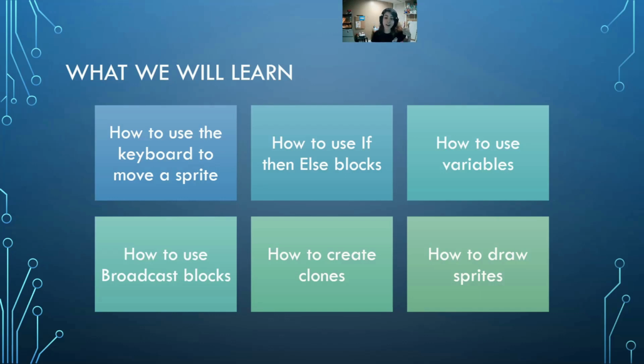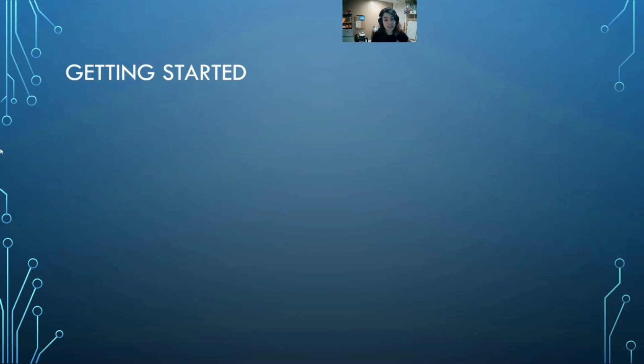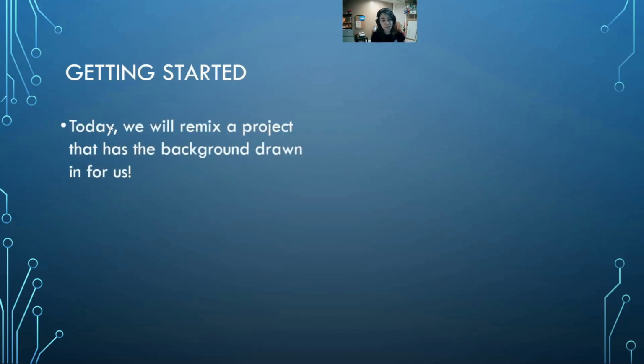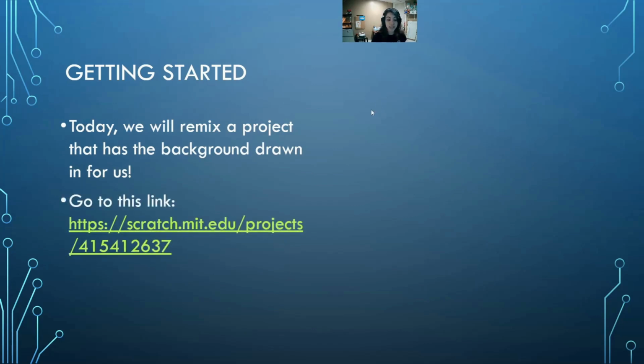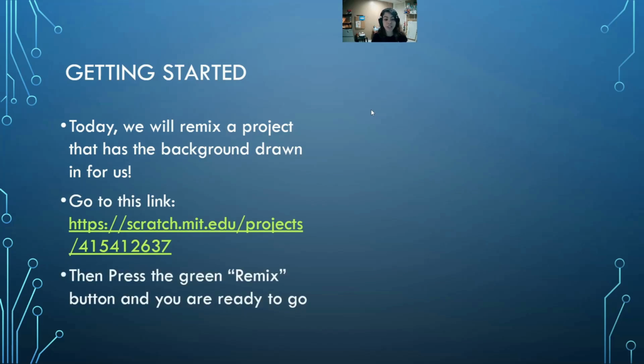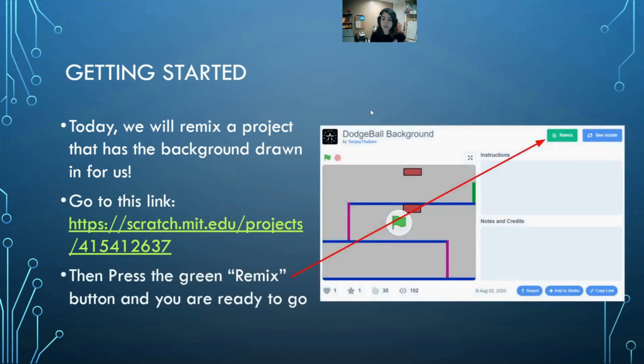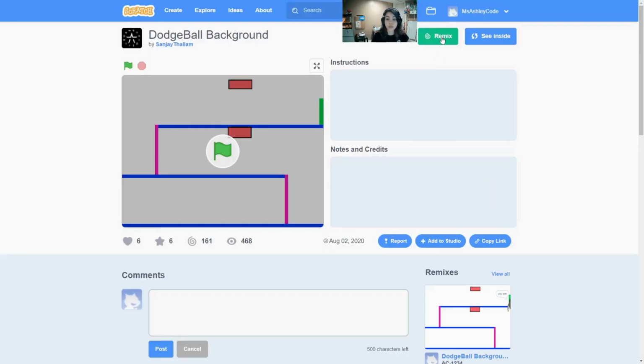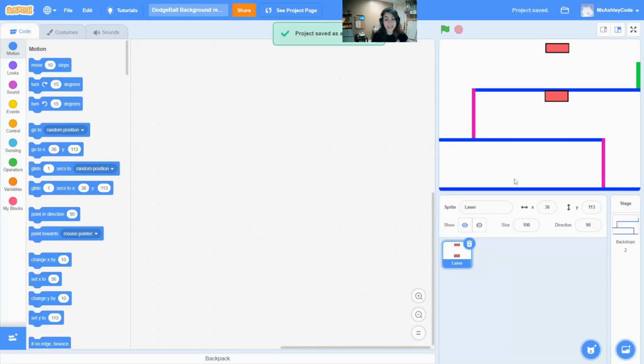So let's get started. To get started on today's project, we'll be remixing a project that has a background drawn in for us. Let's go to this link. That way we can press on the green remix button and you are ready to go. Once you click on the green remix button, you will be inside the editor. Notice you have some lasers and the stage already drawn for you.